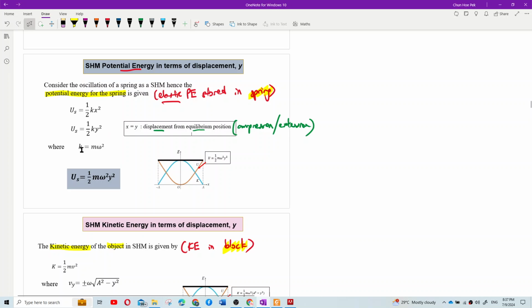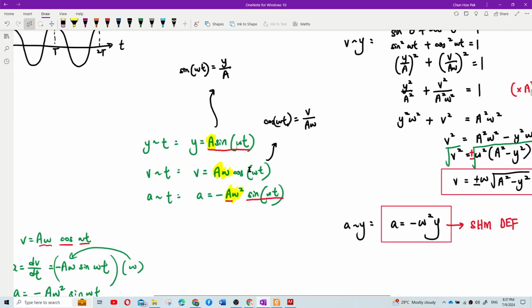And k is equal to m omega squared. This is another formula, you must remember k is m omega squared. So we substitute k equal to m omega squared, and we get this formula: half m omega squared y squared. So this is another formula for elastic potential energy.